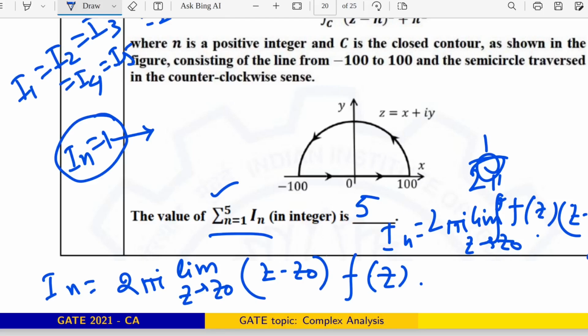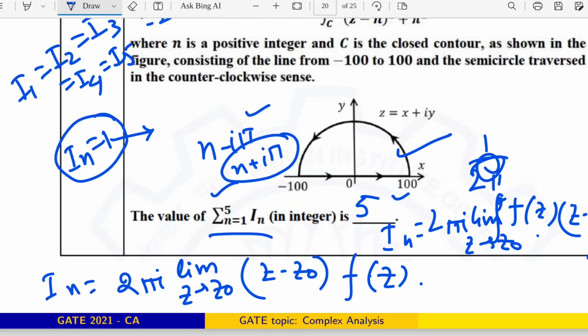And why is it a semicircular counterclockwise contour? Because n minus i pi and n plus i pi are there. So n plus i pi will fall in that region, and n minus i pi will fall in the other region. If it were a circular form, we would also have to take care of the point n minus i pi. But as it is a semicircle, we don't have to take care of the n minus i pi point. We just need the point n plus i pi, because n minus i pi is not inside the contour we are considering.